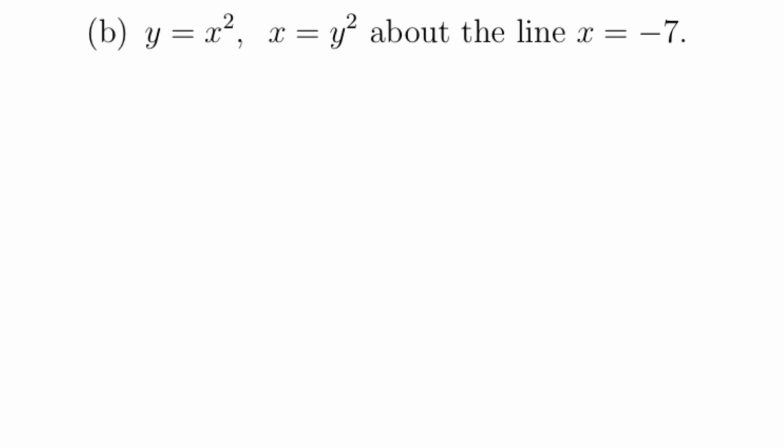Here we go. Y equals x squared is a regular parabola. X equals y squared is a sideways parabola. I want you to draw the regular parabola. I want you to draw the sideways parabola. And then send that around the line x equals -7, which is like a y-axis.